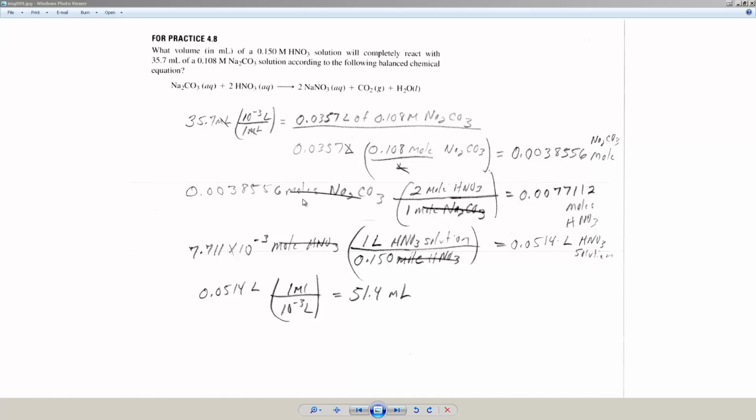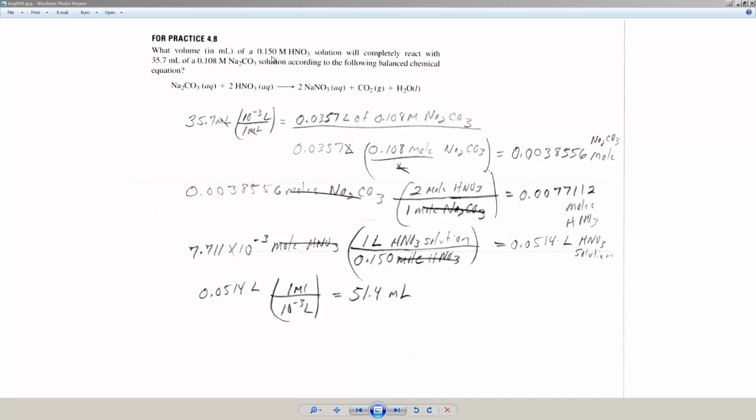Then we take that number of moles and we use the stoichiometric coefficients from the balanced equation. 2 moles of nitric acid for every 1 mole of sodium nitrate. And that means that we would use double the number of nitric acid molecules. Then we bring that number down. We multiply it by the inverse of its concentration.